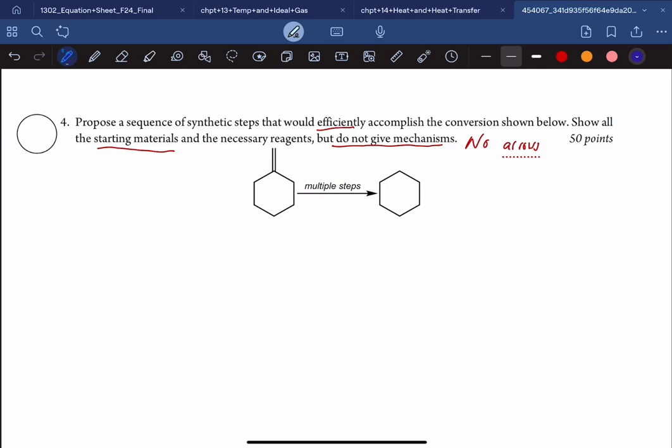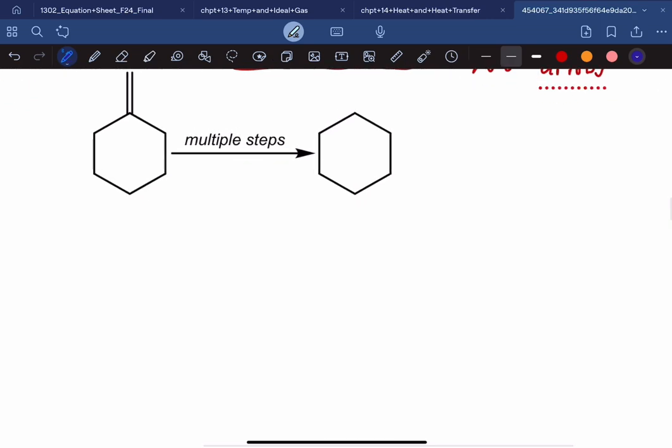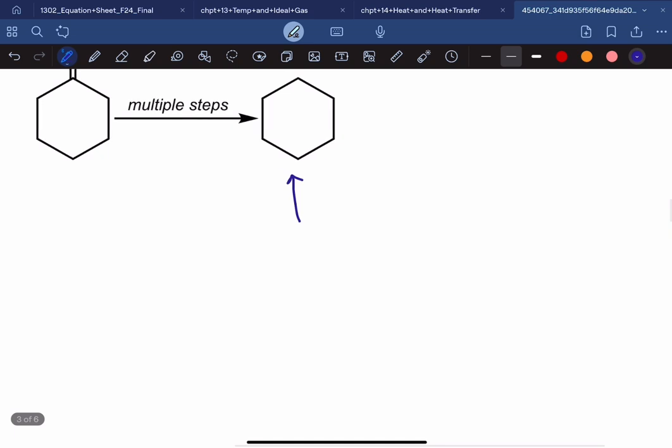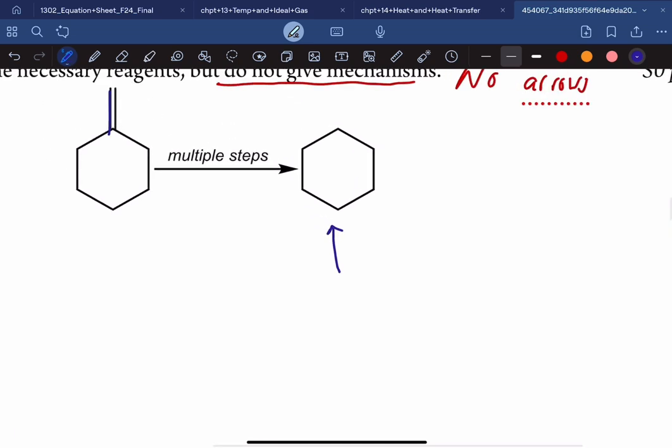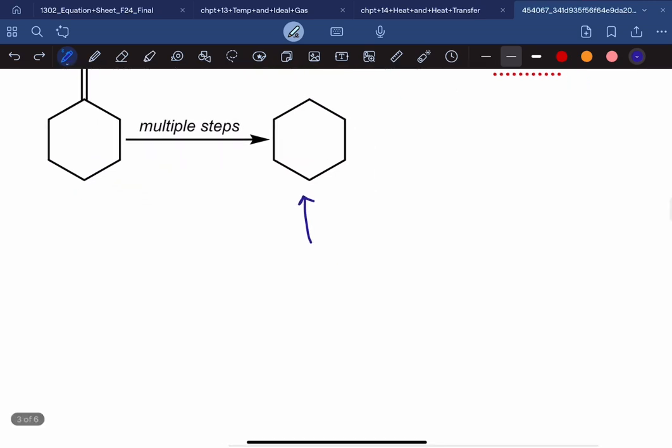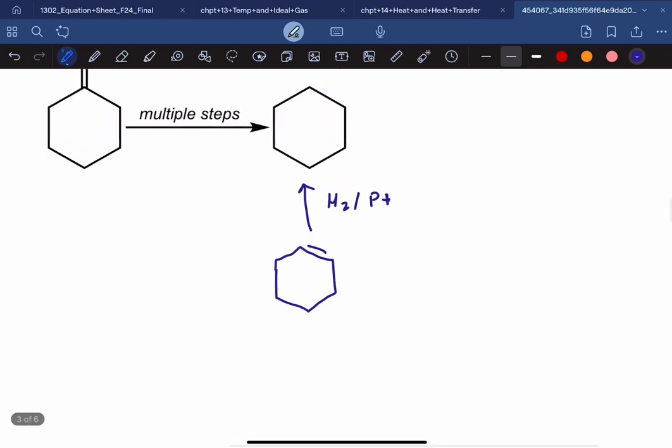So what do we know we can form alkanes with, right? We know that if we work back from an alkane, and we have a double bond here, so we need to think about that too. But if we work backwards, right, and we take an alkene, let's say there's an alkene, and we use H2 on Pt or Pd/C, that will reduce the alkene to an alkane, right? So that's interesting.